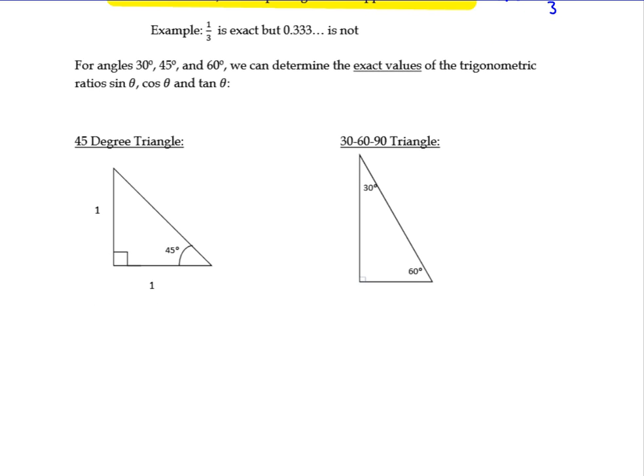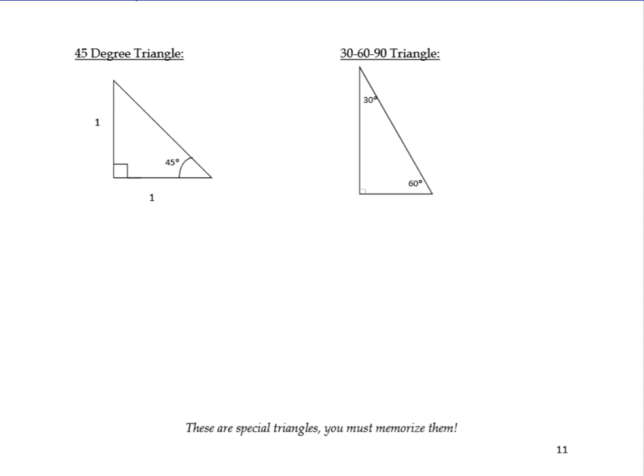So for the angles of 30, 45, and 60, we can actually determine exact values for the ratios of sine, cos, and tan. And so you need to memorize these triangles. All right. The first one is the 45-degree triangle. So now if you have a 45-degree and a 90-degree, what's the angle at the top? It would be a 45, meaning what type of triangle is this? Yes, somebody said it. Isosceles. If it has two equal angles, it has to have two equal sides.